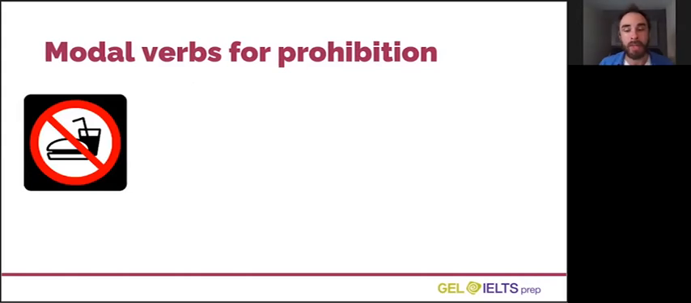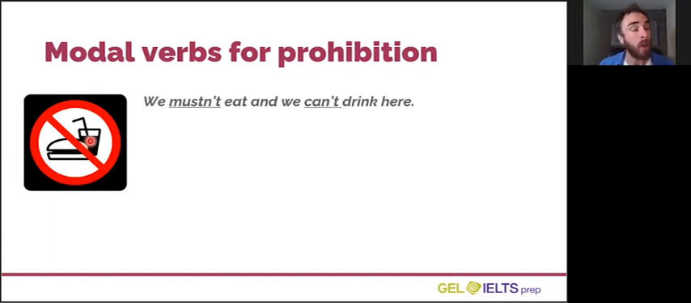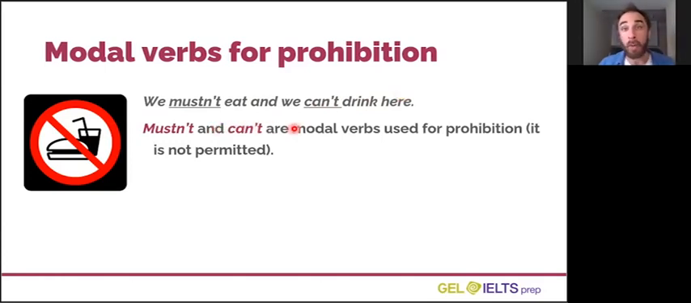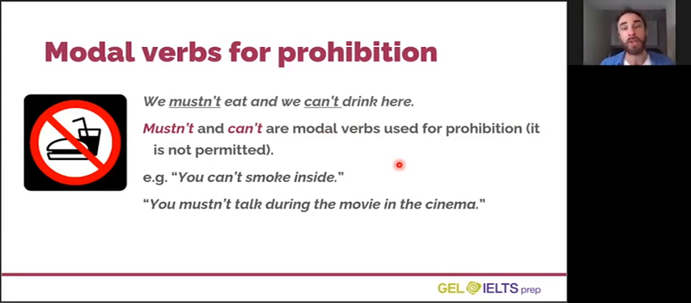Now let's look at prohibition. In this image, you can see food is prohibited and drink is prohibited. We mustn't eat and we can't drink here. Mustn't and can't are both modal verbs in the negative, and we use them for prohibition. This means you cannot. It is not permitted. You can't smoke inside. It's not allowed. You mustn't talk during the movie in the cinema. It's prohibited.